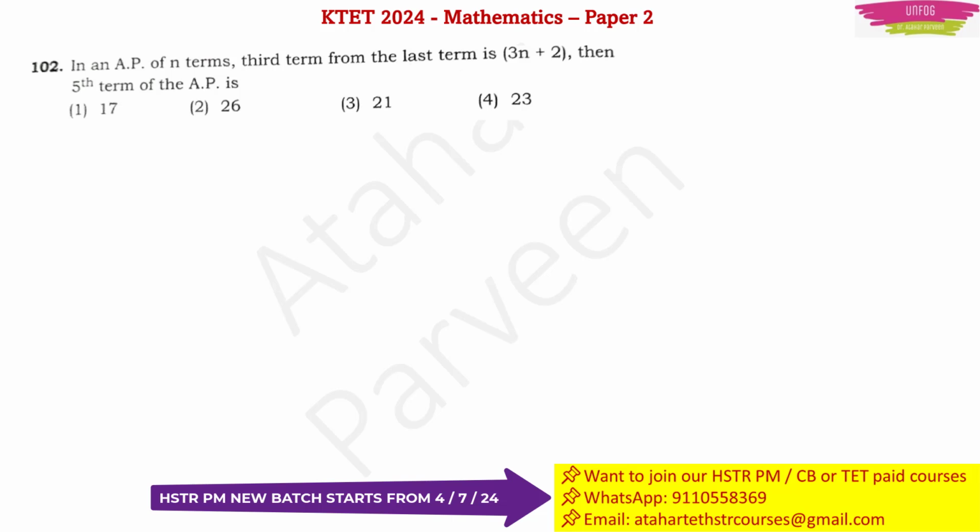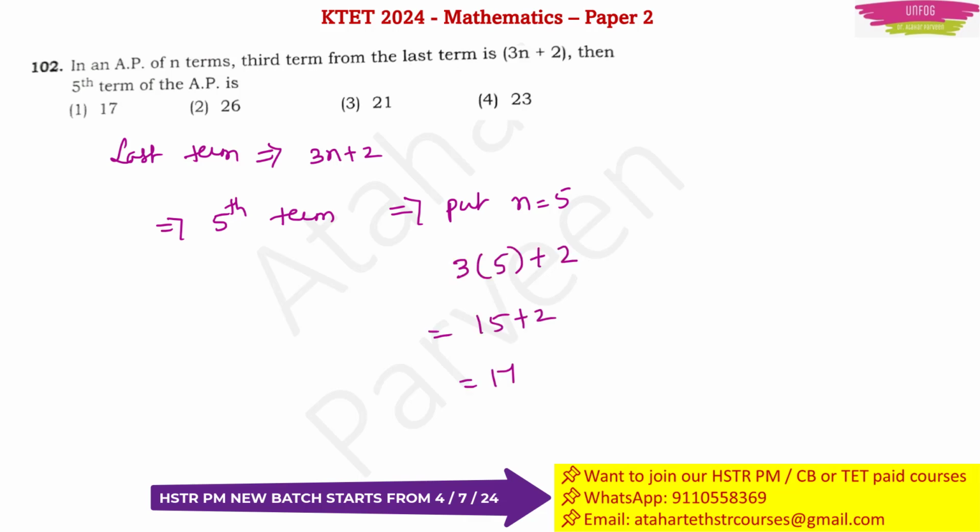Next question. In an AP of n terms, the third term from the last term is 3n plus 2. Then the fifth term of the AP is... Here 3n plus 2 is the last term, so for the fifth term you have to just write n is equal to 5 in the given last term value. So 3 into 5 plus 2 will give you 17. So option 1 will be the correct answer, and this is an easy question.